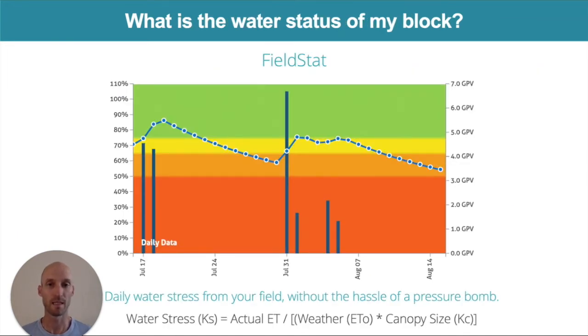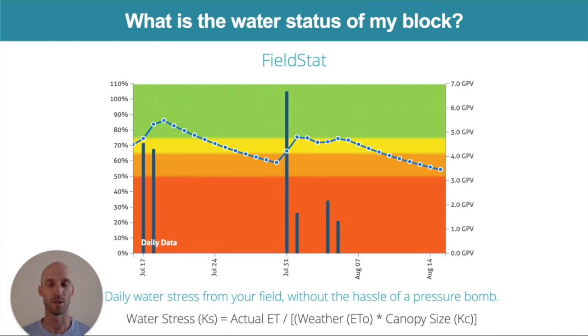FieldStat, or Ks, is a measure of the actual water use of the plants compared to the potential water use of the plants. If the plants are not using as much water as they potentially could use, then they're water stressed. We measure the actual water use of the plants with our sensor that we place in the farm field. We measure the potential water use of your field by first getting the reference ET for your field using remote sensing models, and second, getting the crop coefficient for your field using a method I'll describe in another video.